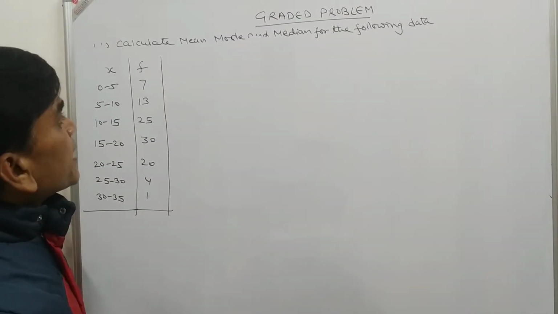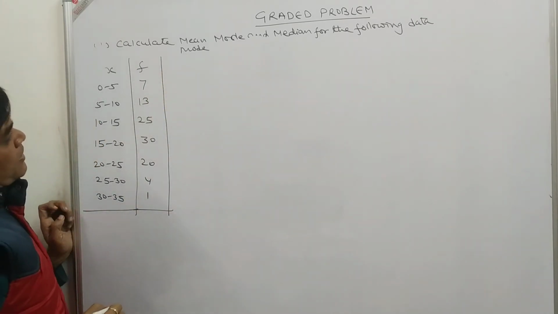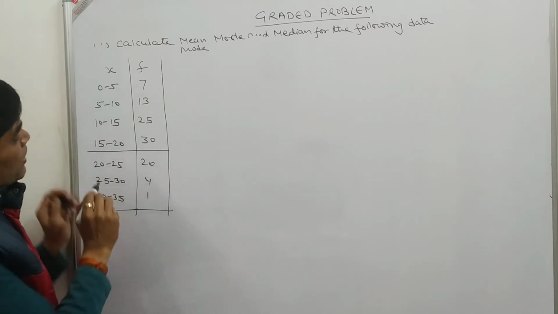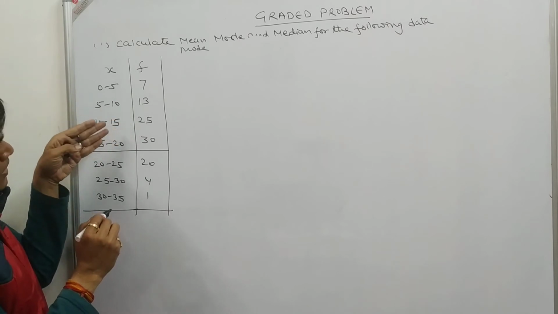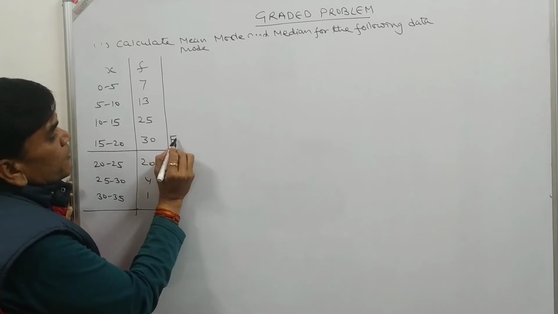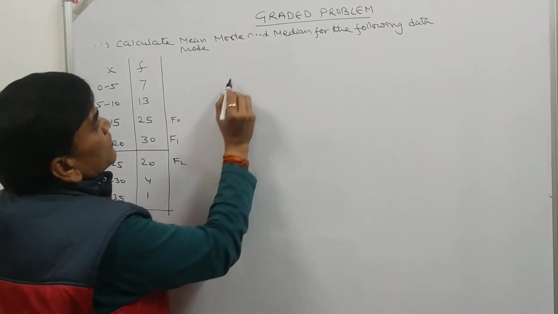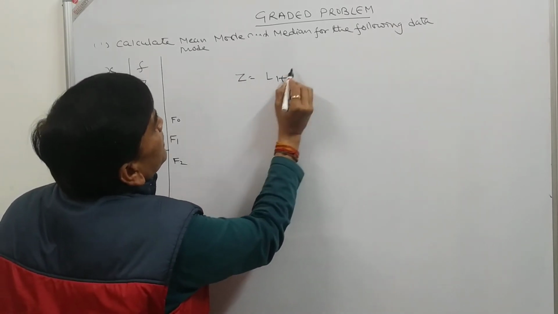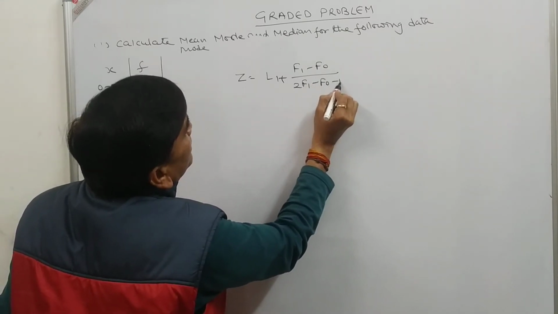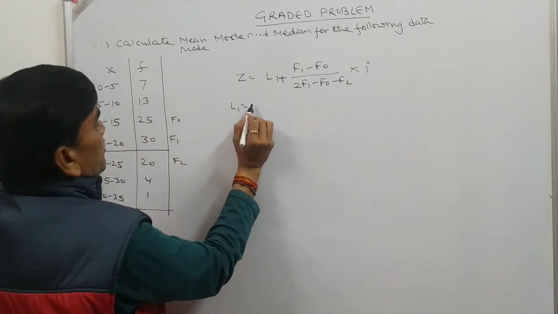So the very first we have to calculate, suppose, the mode. For calculating the mode, first we have to do the grouping, and from the grouping our modal class will lie here, because by seeing the observations we can say our modal value lies here. So this will be our F1, this will be our F0, and this will be our F2. So Z is equal to L1 plus (F1 minus F0) divided by (2F1 minus F0 minus F2) multiplied by i, the formula for the mode. L1 is the lower limit of the modal class, that is 15.